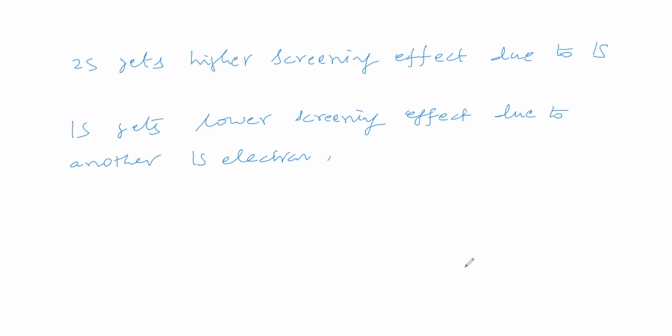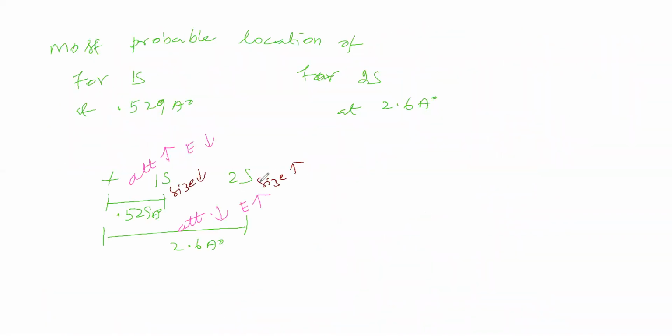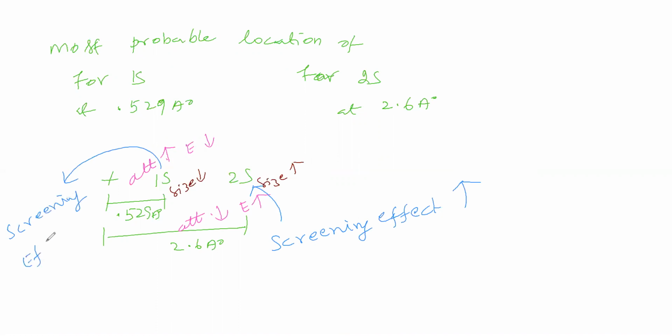So in the screening manner, where the screening effect is more, in the sense 2s gets a higher magnitude of screening effect, whereas 1s gets a lower magnitude of screening effect. So we can say 2s is getting a higher screening effect, but 1s gets a lower screening effect. We can say 1s is getting a lower screening effect.